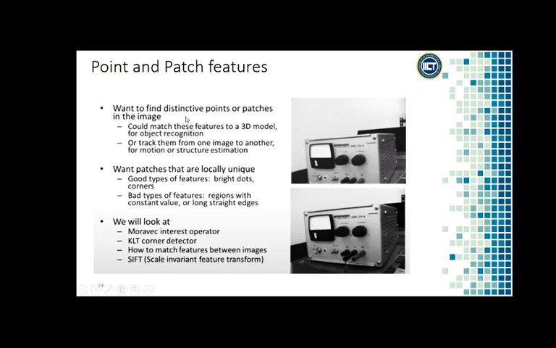With point and patch features, we want to find distinctive points or patches in the image which could be matched to a 3D model, or used for object recognition, tracking, or motion estimation. So we want patches that are locally unique. We have already discussed what kinds of features are locally unique and distinctive. Good types of features may be bright dots or corners. Bad types of features are regions with constant value or long straight edges like this.